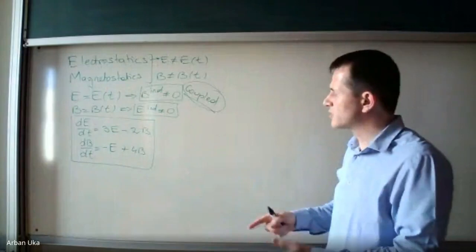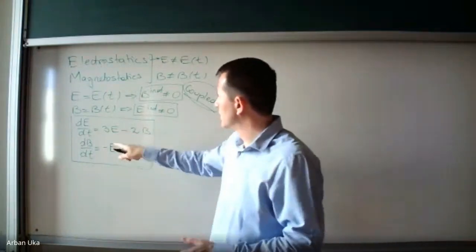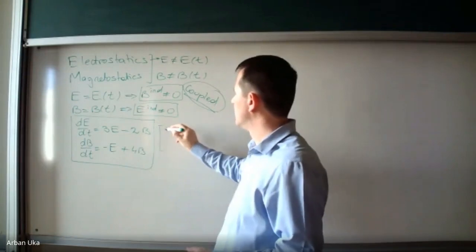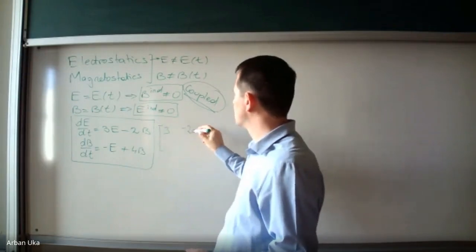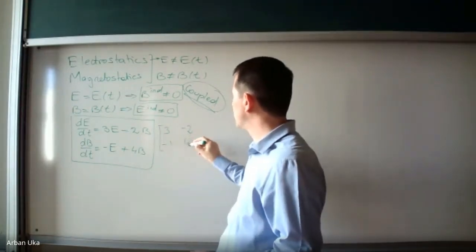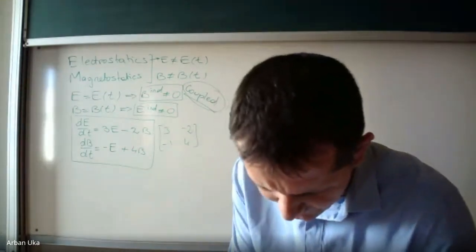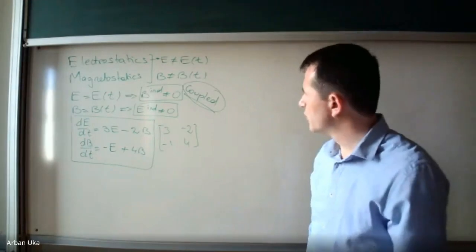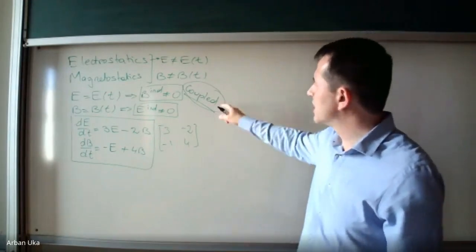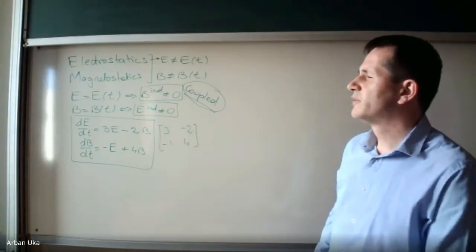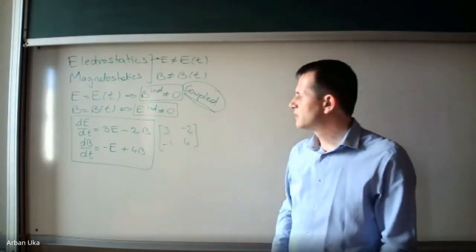Of course there could be some coefficients here. Here the coefficients are 3, minus 2, minus 1, 4. This is our mixing coefficient. This is a 2 by 2 matrix. It represents how they are related. That's good. And the problem is that often we want to decouple the system so that we can solve the problem in an easier way.